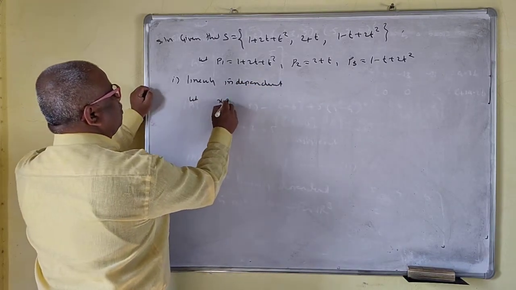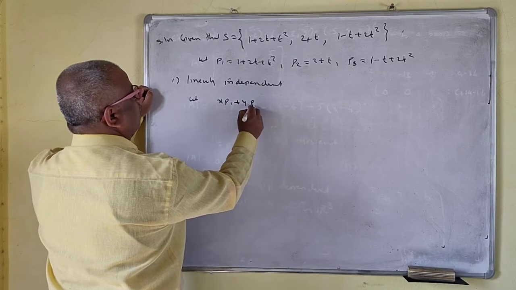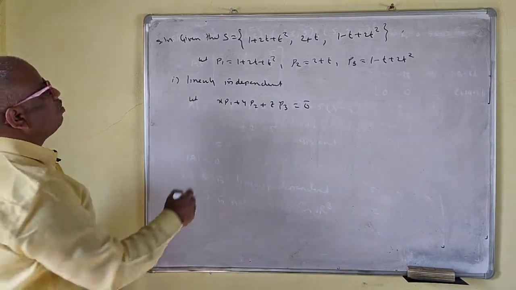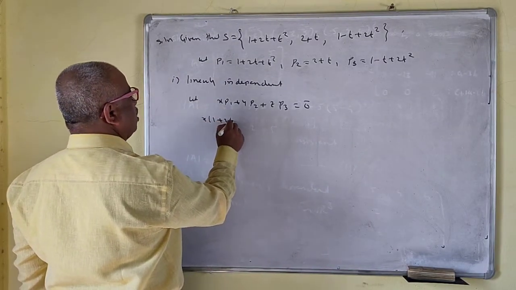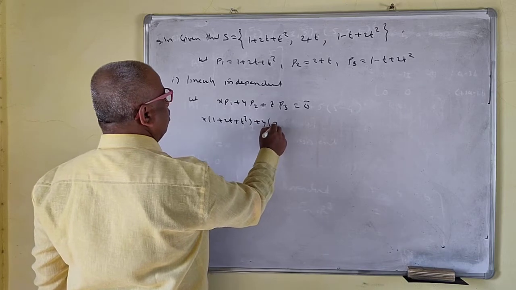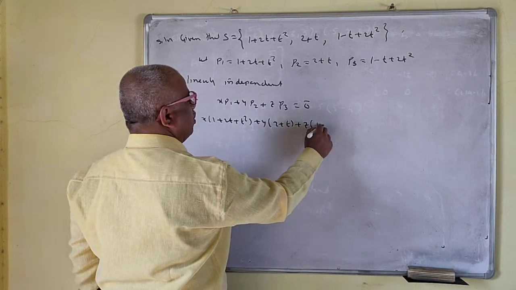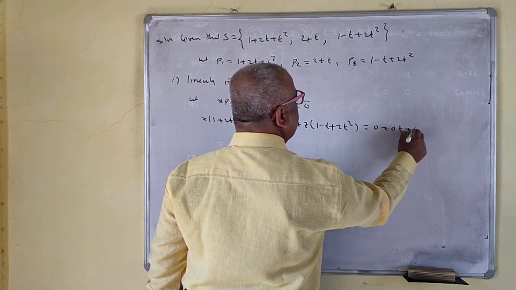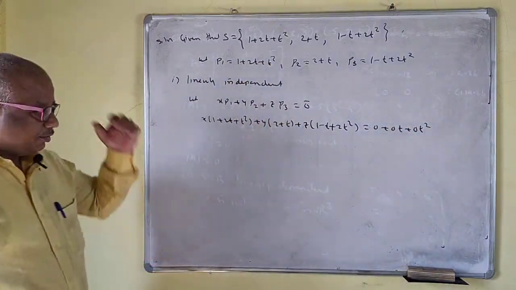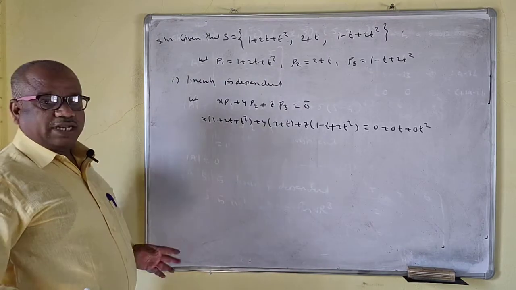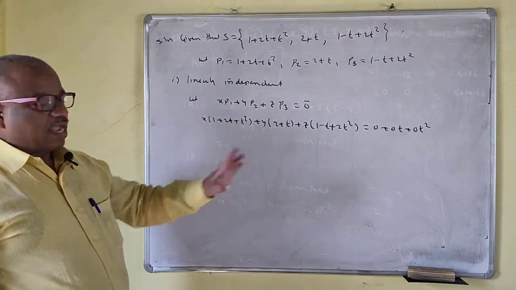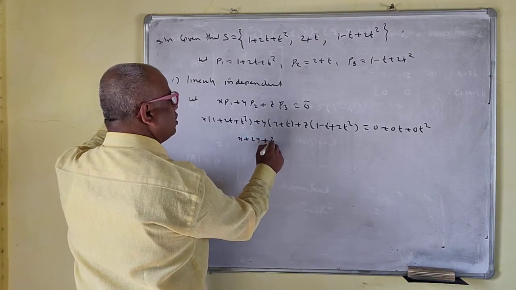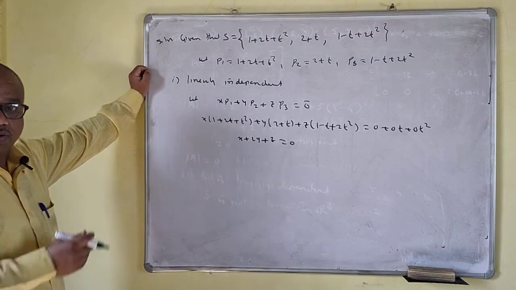Okay, first linear independence. Let x P1 plus y P2 plus z P3 is equal to 0 bar. Okay, so x times (1 plus 2t plus t square) plus y times (2 plus t) plus z times (1 minus t plus 2t square) is equal to 0 plus 0t plus 0t square, by definition. Okay, so we'll collect the constant term, coefficient of t and coefficient of t square. So x plus 2y plus z is equal to 0. We get a homogeneous system.